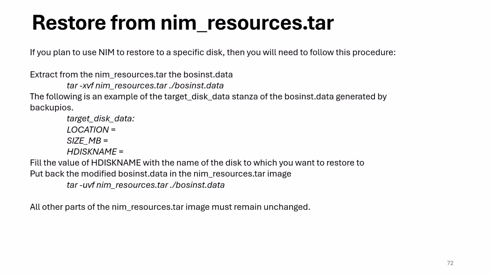If you need to restore from that NIM resources tar file, then there's a specific procedure you have to follow. And one of the first things you have to do is get the bosinst.data file and fill in the name of the hdisk you want to put it to, and then save it back in the NIM resources tar image. So this is showing you how to do that. Don't touch anything else in that image.